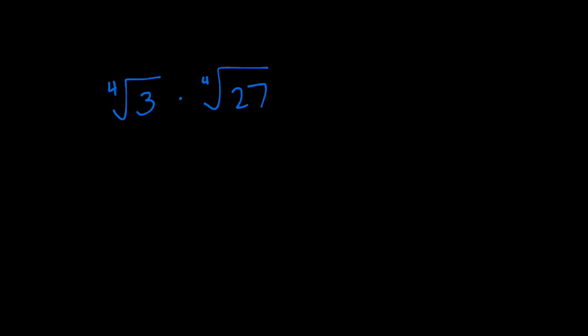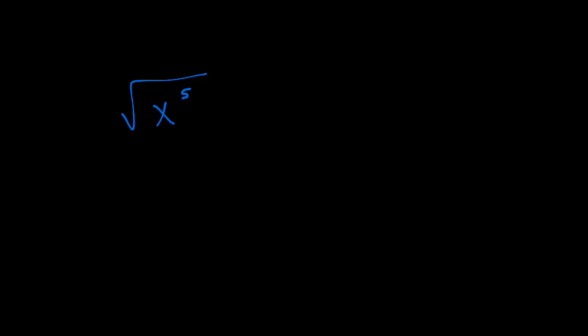So we can simplify some of these problems just like we would have with square roots. So here we have a fourth root of 3 times a fourth root of 27. Now neither of those is a perfect fourth power. So if we use the properties and combine these into one root, 3 times 27, so here we're putting them back into one root. 3 times 27 is 81, and the fourth root of 81 is 3.